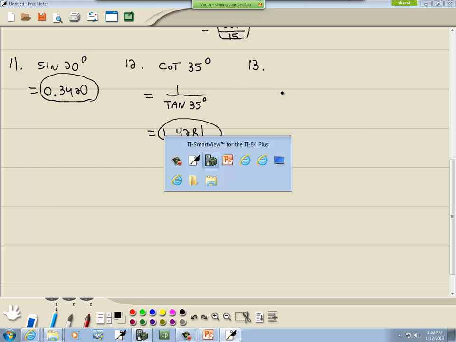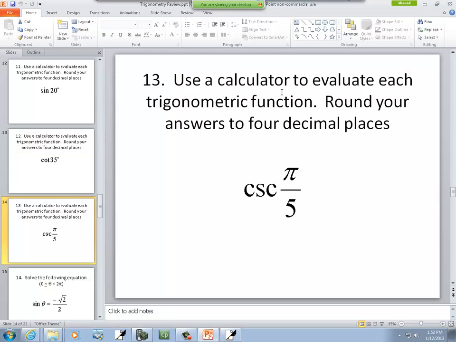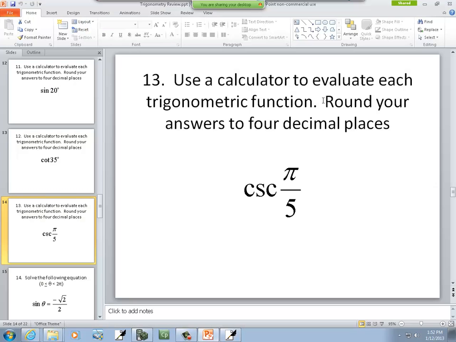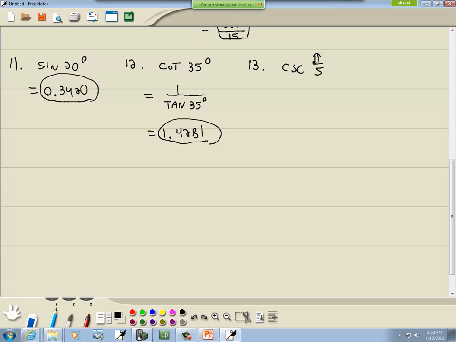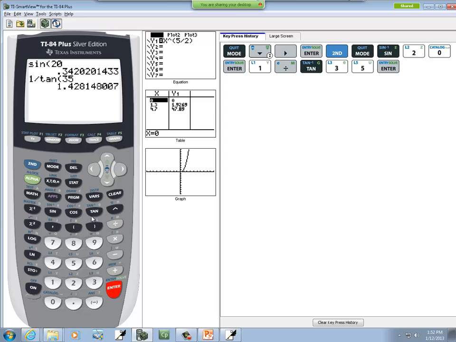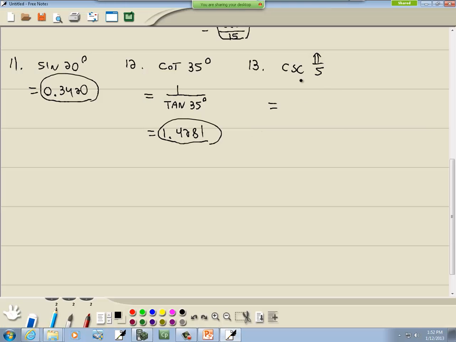And one more calculator one. I want to find cosecant of pi over 5. Now notice this doesn't have a degree mark on this, so this is in radians. Now if I look on my calculator to begin with, I don't see a cosecant button. So again, we have to use a reciprocal. I know cosecant goes along with sine, so I can rewrite this as 1 over sine of pi over 5.